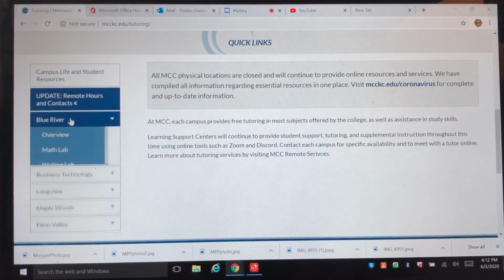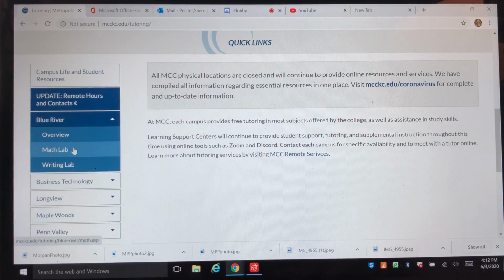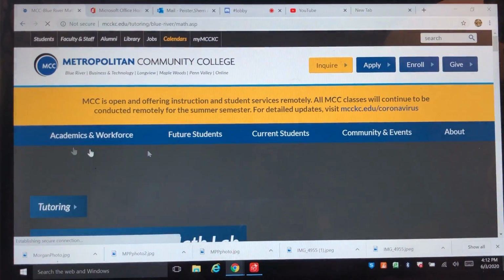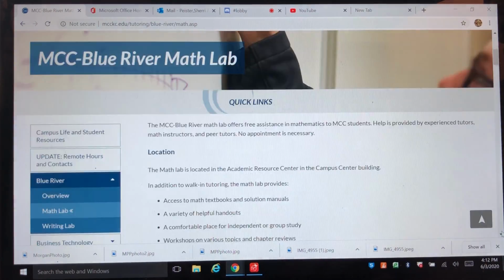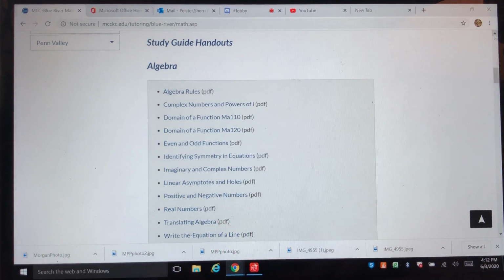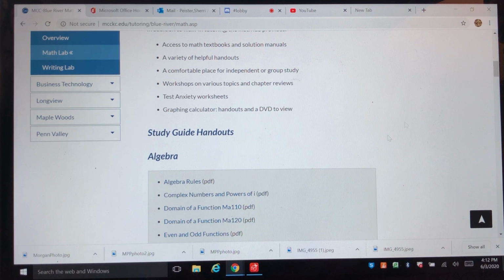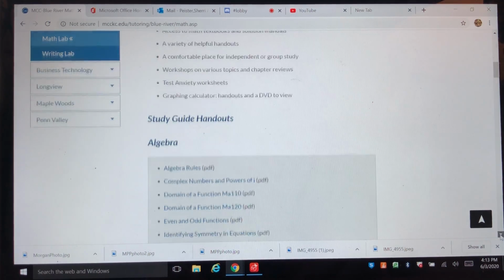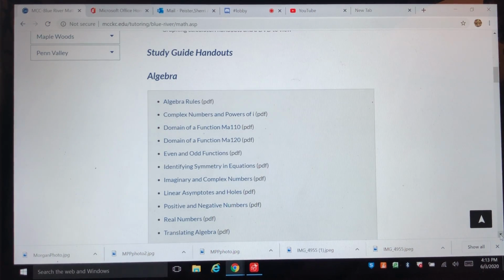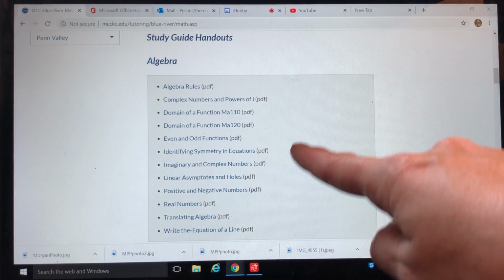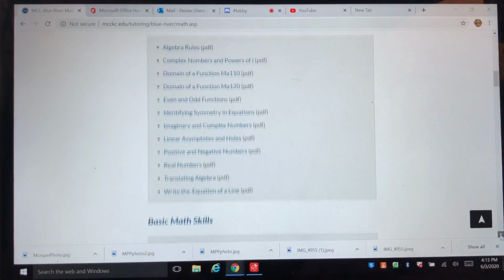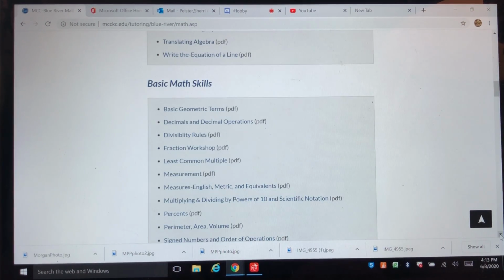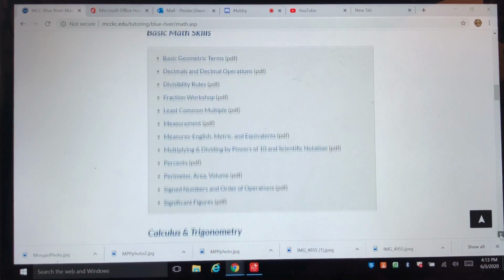So if you click on Blue River and then go to Math Lab, it pulls up a whole bunch of resources, handouts. So I did that really quickly, but again, go to the math lab and it brings up all this stuff, and they're organized by topic. So there's a bunch of algebra handouts, and this is a college algebra class, so it is algebra. So we do have some college algebra handouts here, but a lot of them are also broken down by topics further. So there's an entire section called factoring.